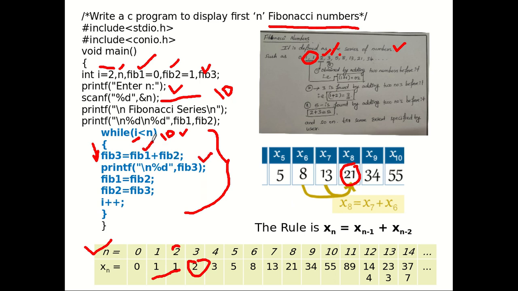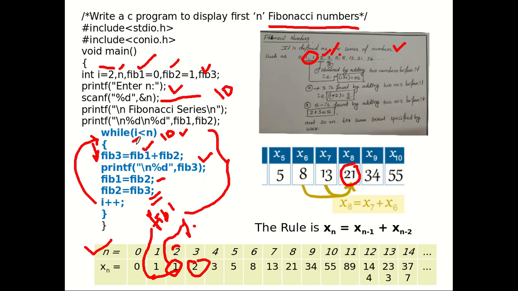The first Fibonacci number is 0, the second one is 1, so 0 plus 1 is 1, so the 1 will be displayed here. Once after displaying the 1, what we do is, we assign the fib 2 to fib 1 and this number to fib 2. Whatever the content of fib 3 is assigned to fib 2, and we will increase the value of i and repeat the step.